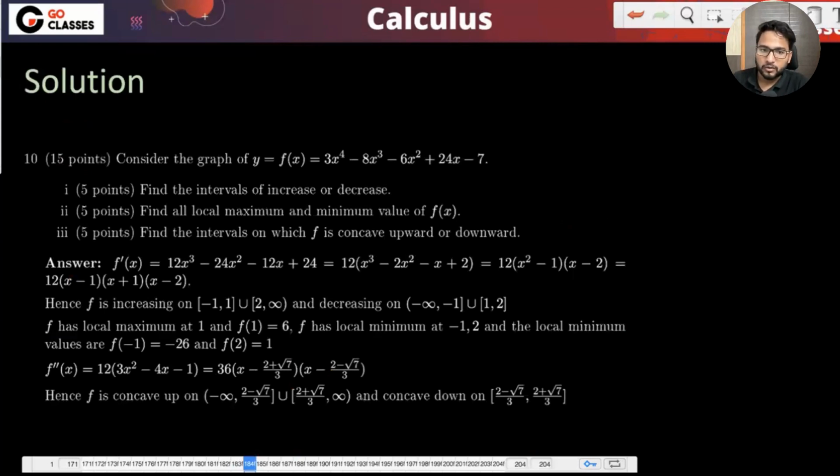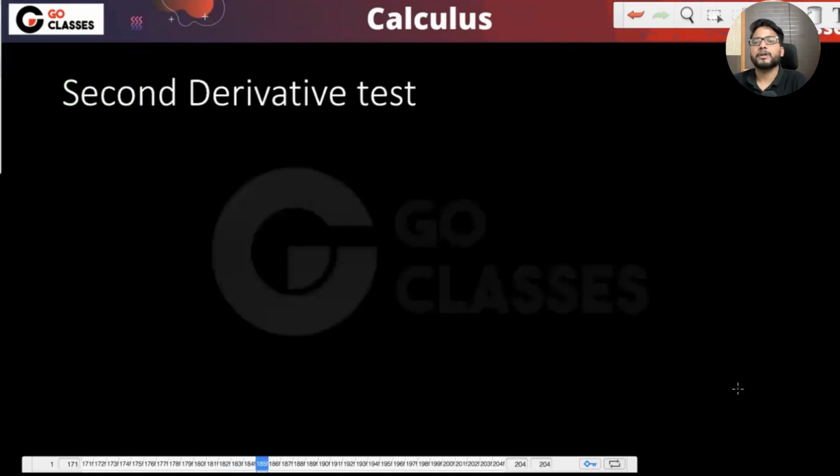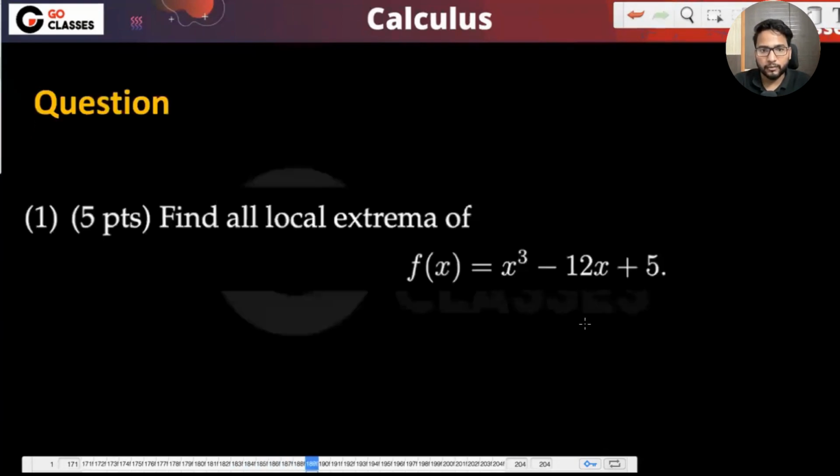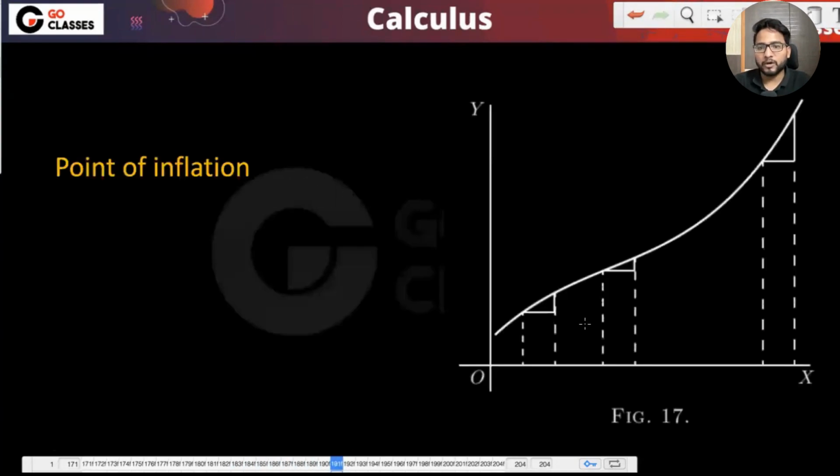So f double dash x is actually 0 there. It means that at that particular point you can't say anything. It is changing the behavior from concave up to down, so it's neither at that particular point. I will talk about that point a little later. Let's talk about the second derivative test, and then one of the famous things, which is the point of inflection.